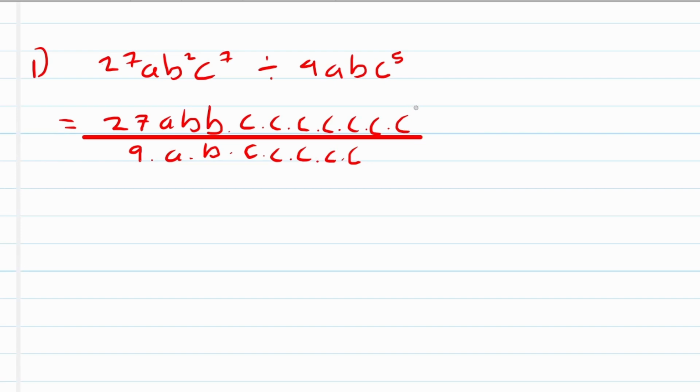This c is being cancelled by that one. Like c divided by c is 1. Another one, another one, another one, another one. So 1, 2, 3, 4, 5. There we go. So you can see there's c squared left. One of the b's will be cancelled by the denominator, and then the a's will cancel out.